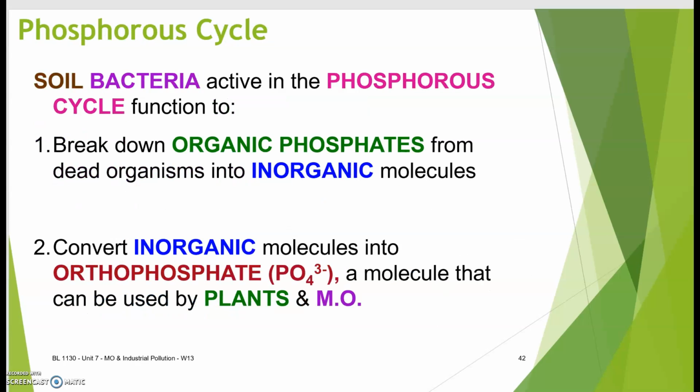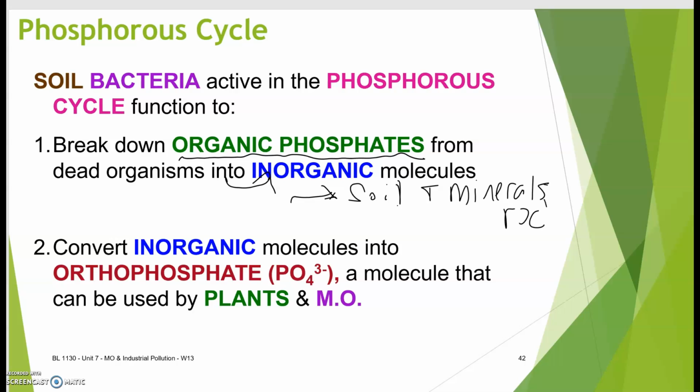So we have bacteria that live in the soil, and they help cycle phosphorus between the organic phosphates that are released from dead organisms. Bacteria will take those organic phosphates and turn them into inorganic phosphates. So basically, they'll take phosphates that were once tissue from animals and plants, and turn them into soil, minerals and rock. So those are one group of bacteria.